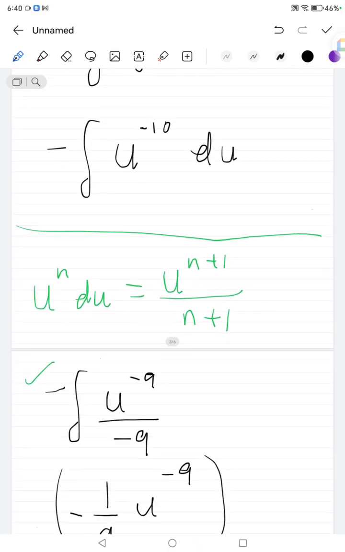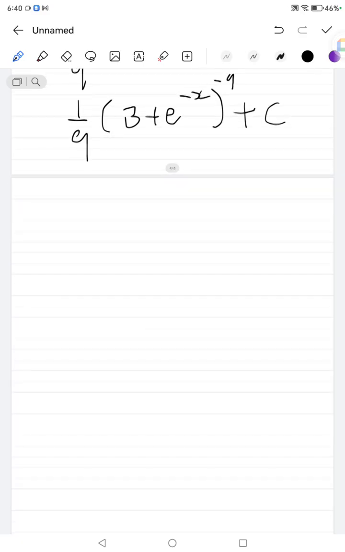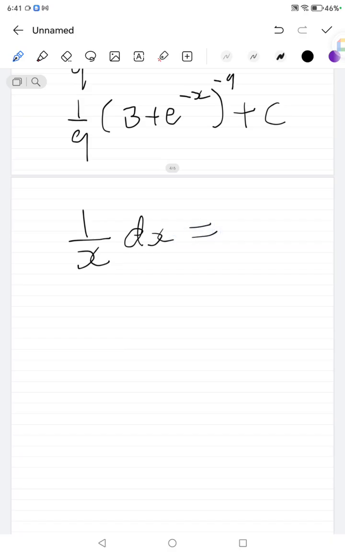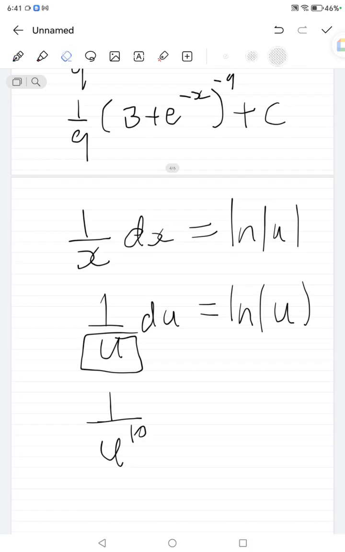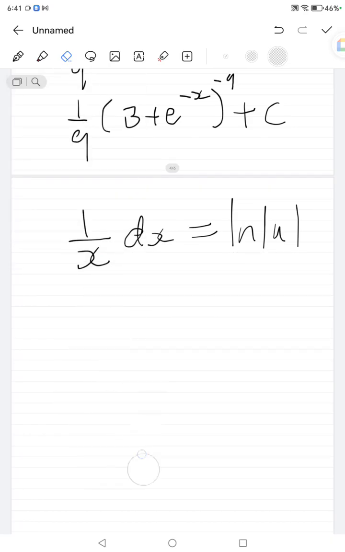Oh, the one for ln, you used ln. We only use ln if perhaps you have 1 over x dx. This is the same as having your ln of x. In this case, it was supposed to be 1 over u du, which is going to be ln of u. But now on this one, we have what? An exponent 1 over u to the exponent 10. Yeah, that's the only thing that you missed. You just have to make sure you go back to the rules, then you'll be sorted.